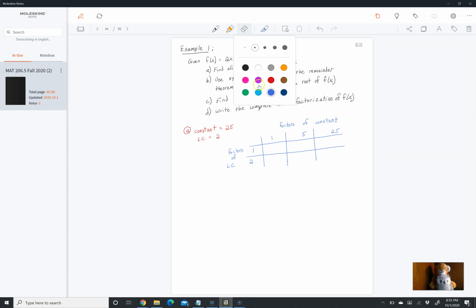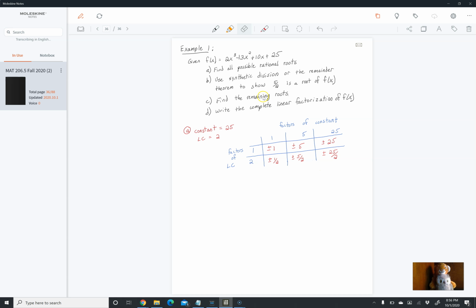So let's find them. We're just creating our table here. So 1 over 1 is 1, so this is plus or minus 1. This is plus or minus 5 over 1, which is just 5. And plus or minus 25 over 1, which is just 25. Plus or minus 5 over 2, and plus or minus 25 over 2. Okay, and there is no repetition here, right? We don't see any repetitive values in this table.